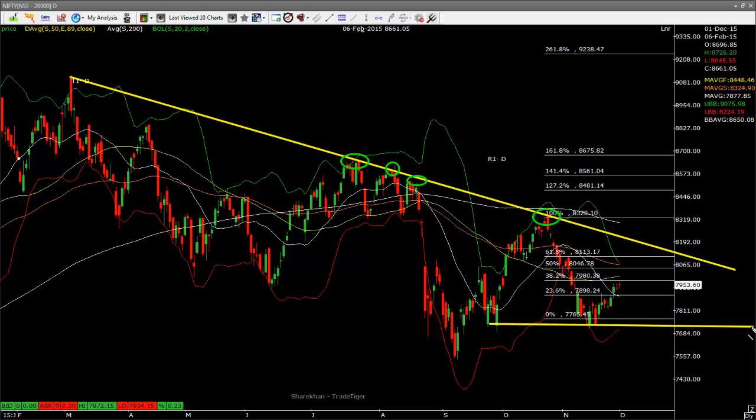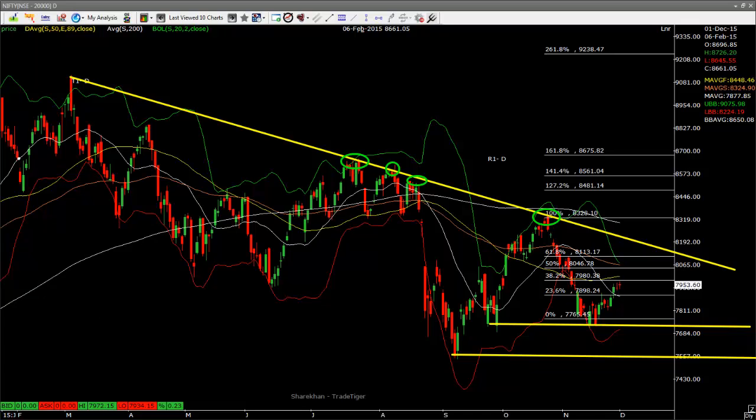This was the support area, this is another support area. So let's just remember 7,550, 7,600, 7,700. Yeah, let's just keep 7,700. That's where the market kind of bounced back from.